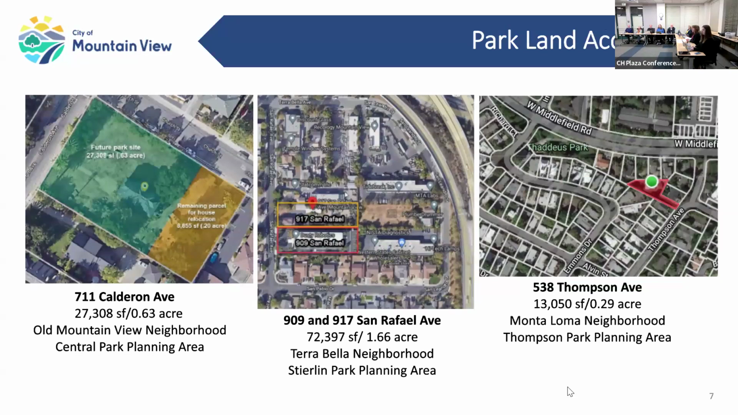There was 7-Eleven Calderon in the central planning area. That is 0.63 acres, and we closed on that one. So that's great. And then also in the Sterling Park planning area, we acquired 2 parcels, 909 and 917 San Rafael, and that's approximately 1.66 acres. And then the third property we acquired is 538 Thompson, and that's in the Thompson planning area in the Montaloma neighborhood.